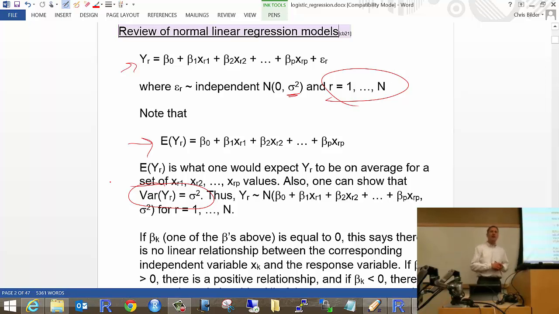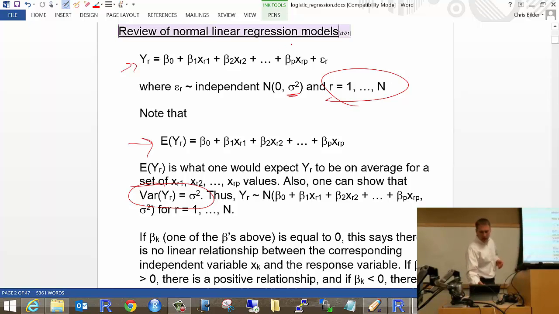And so thus you could actually say what we're doing here is our model says y is distributed normal with a mean of this linear combination of the betas and the x's. So the mean can change as a function of your x's. And we have a constant variance for every single observation.